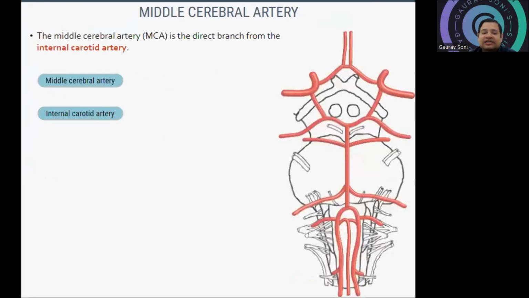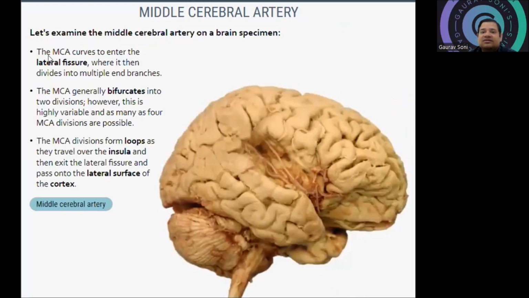Next, we will talk about the middle cerebral artery. Middle cerebral artery will be a direct branch of internal carotid artery, which we have already talked about. You can see here, this is middle cerebral artery and coming from the internal carotid artery. So how can we see it in the specimen? So MCA curves to enter the lateral fissure where it then divides into the multiple end branches. MCA, that is middle cerebral artery, generally bifurcates into two divisions.